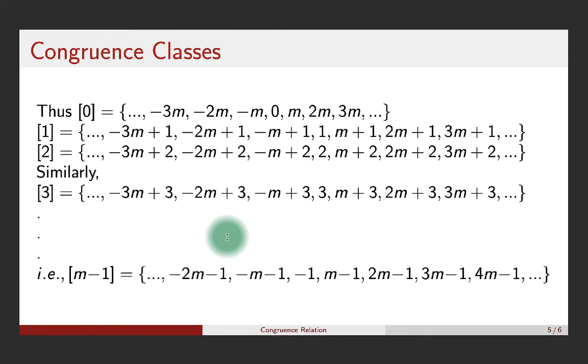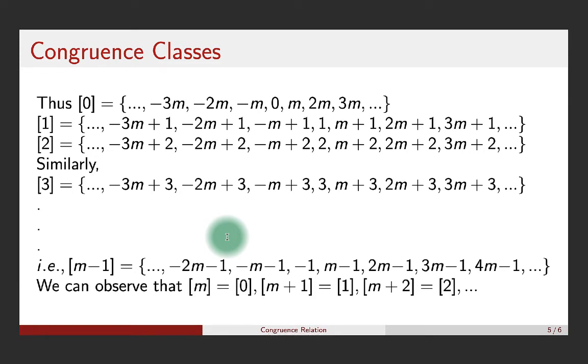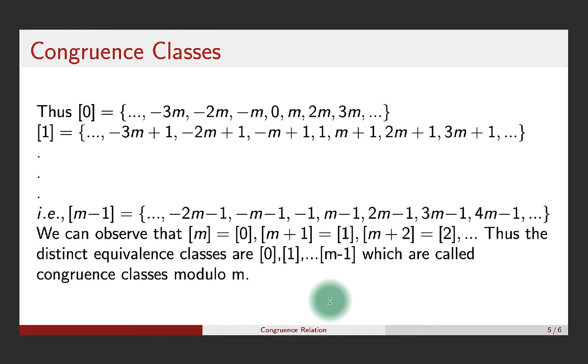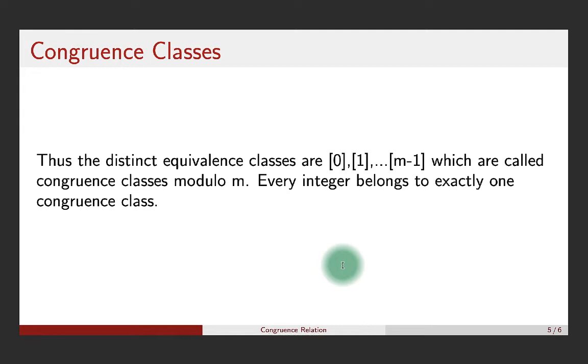also can be expressed like this. Now we can observe that class of m will be equal to class of 0 and class of m plus 1 will be equal to class of 1 and so on. Thus, the distinct equivalence classes are class of 0, class of 1, etc., class of m minus 1. These are called congruence classes modulo m. Every integer belongs to exactly one congruence class, since the congruence classes are the equivalence classes with respect to our relation.